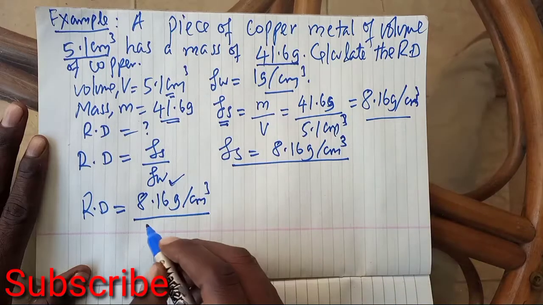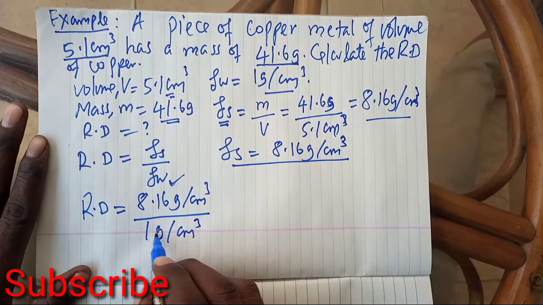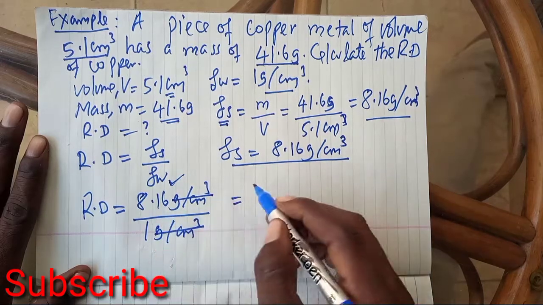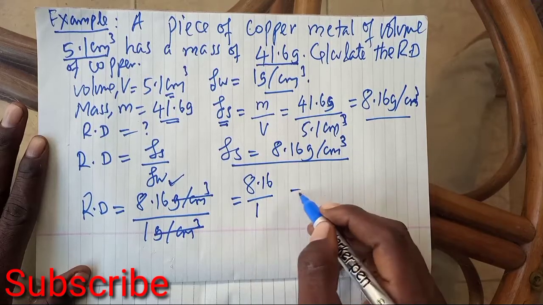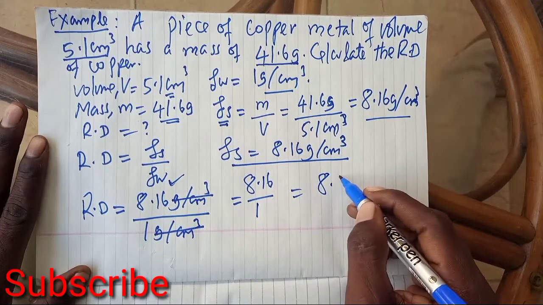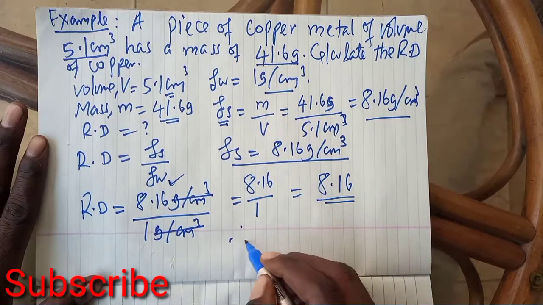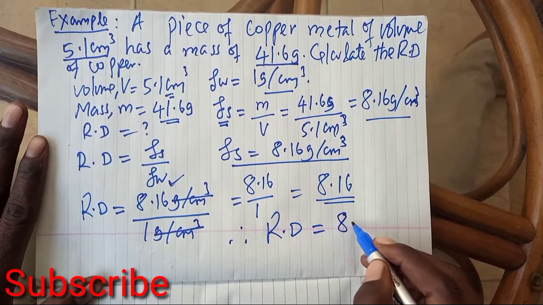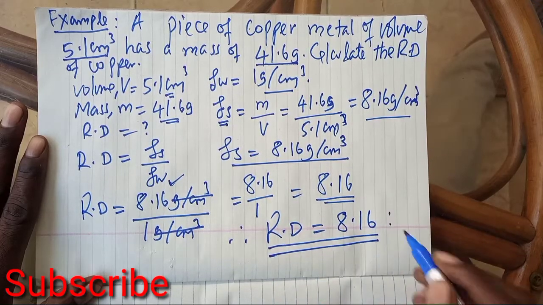But density of water is 1 gram per centimeter cubic. Mathematically, this cancels out with this one. It is where now you have 8.16 over 1, which is equal to 8.16. This is the relative density. Therefore, we come to conclude relative density of the substance will be equal to 8.16. So this is the relative density of the substance.